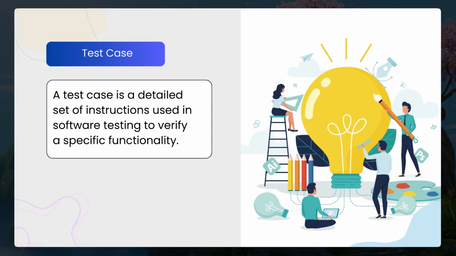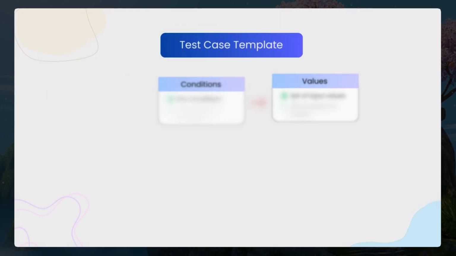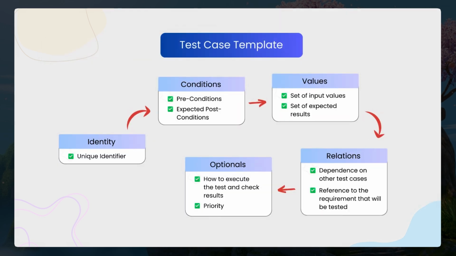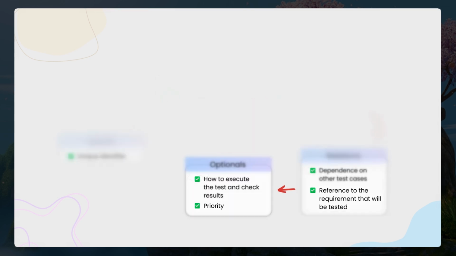So, in a test case template, we can start with a unique identifier. Then conditions like preconditions and post conditions, and values like the set of input values and expected results. Relations, and some optional items like how to execute the test, how to check results, and the priority.